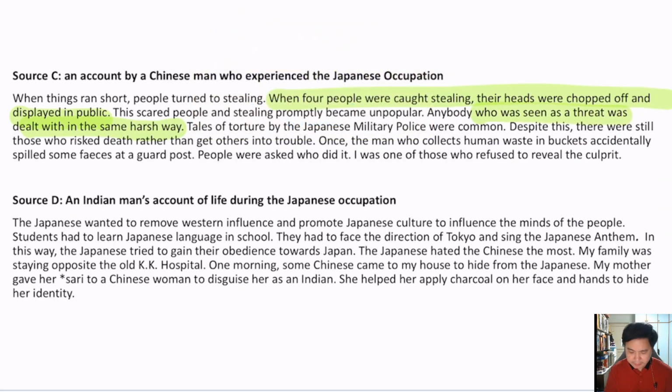Then we move on to the second part. Tales of torture by police was common. Despite this, there were still those who risked death rather than get others into trouble. I was one of them who refused to reveal the culprit. Right? What does it imply here? They help one another, right? The locals actually help one another. This is my inference. I can see from here the locals are helping one another.